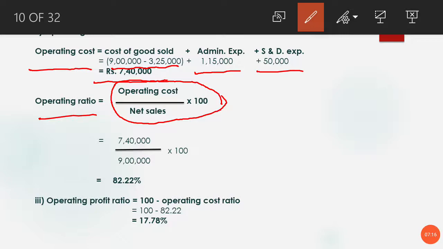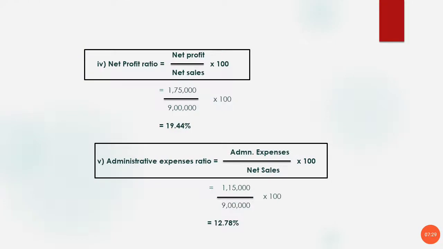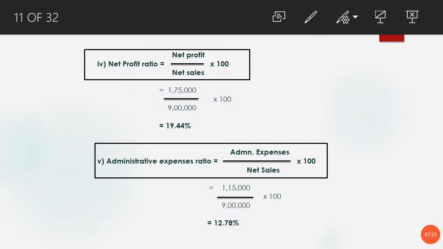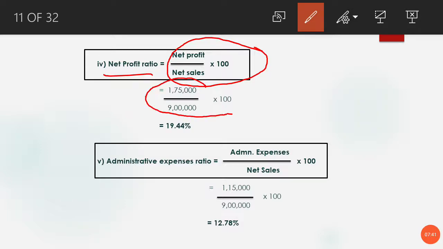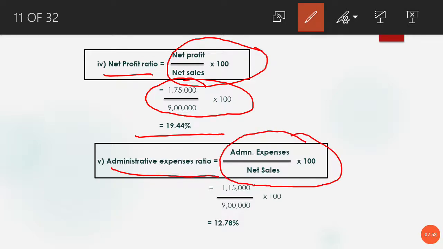3. Operating profit ratio is equal to 100 minus operating cost ratio, is equal to 100 minus 82.22, is equal to 17.78%. 4. Net profit ratio: net profit divided by net sales into 100, is equal to 1,75,000 divided by 9 lakh into 100, is equal to 19.44%. 5. Administrative expenses ratio is equal to administrative expenses divided by net sales into 100, is equal to 1,50,000 divided by 9 lakh into 100, is equal to 16.67%.